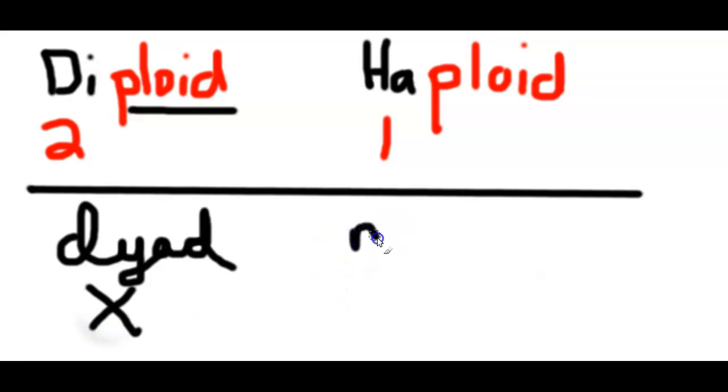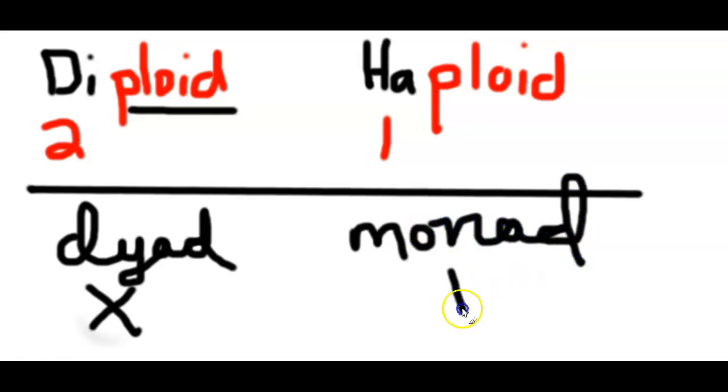Monad, single chromosome. Nothing to do with haploid. They're only similar in sound, perhaps, but they're totally unrelated. Ploid, how many sets of chromosomes? Dyads and monads referring to types of chromosomes.